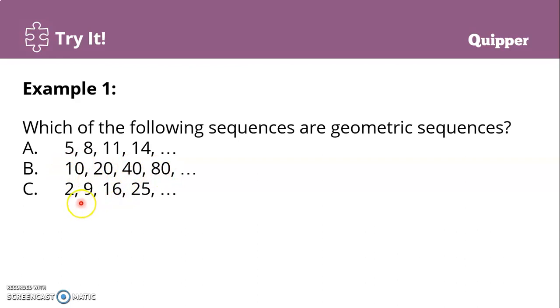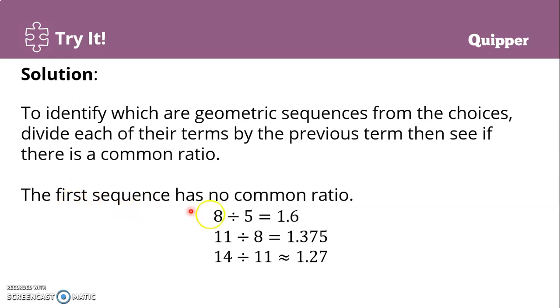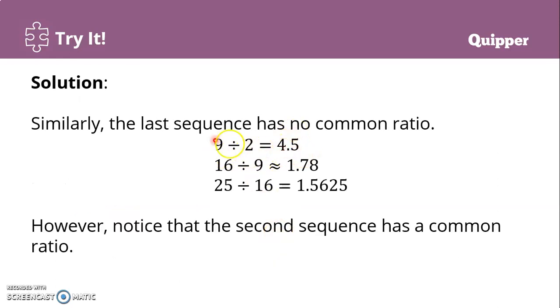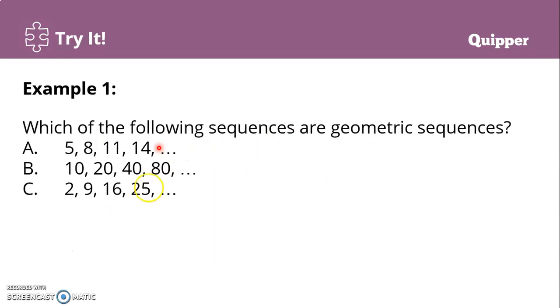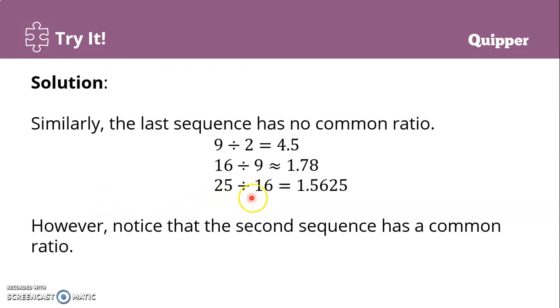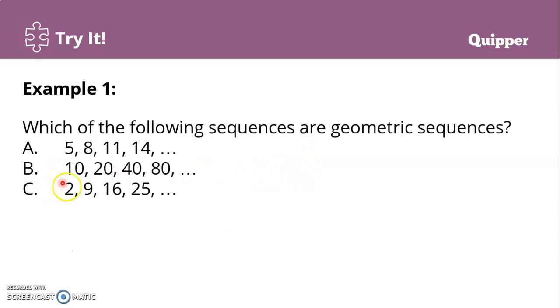How about letter C? 9 divided by 2, that's 4.5. Okay. How about 16 divided by 9? That's 1.78. Oops, dito pa lang, hindi na sila common. Okay? So therefore, yung letter C is not a geometric sequence.